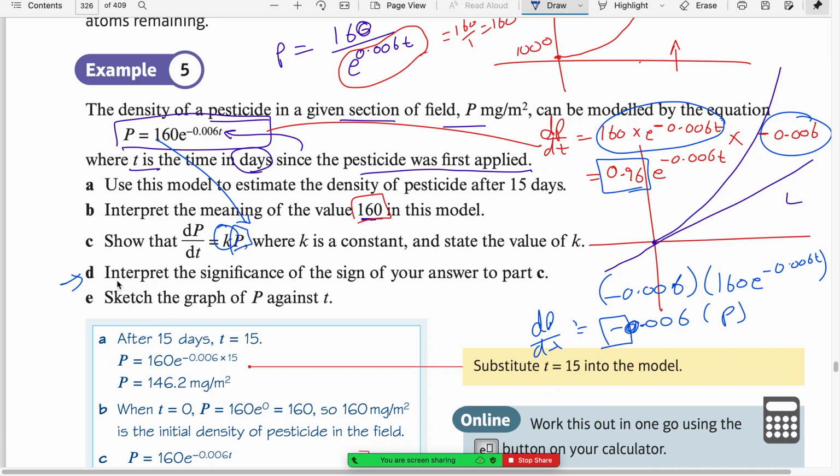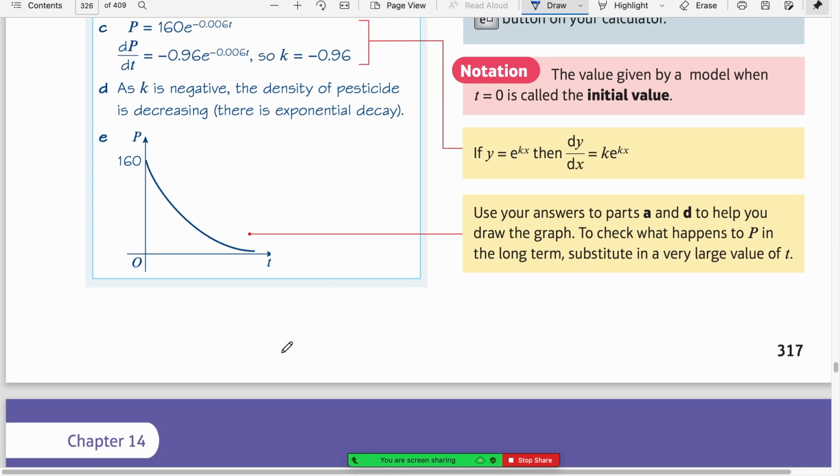So in this question, interpret the significance of the sign. The sign in our answer is actually negative. So what is the significance? This signifies that it is a decreasing function. So whatever the value would be at any time, when you increase the time, the value keeps on decreasing because it is a decreasing function. This is how it should look. E part says sketch the graph of P against T. So this is it.